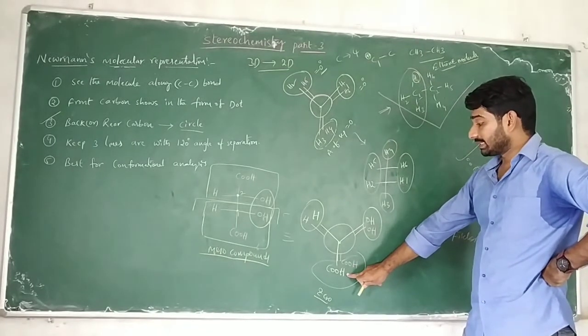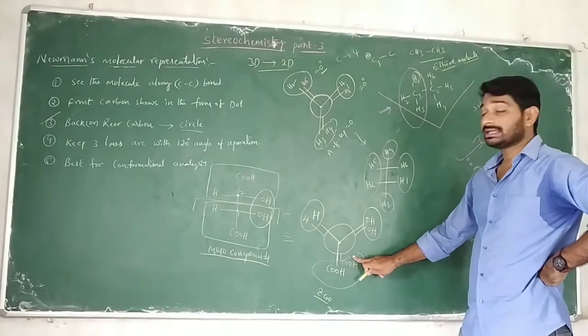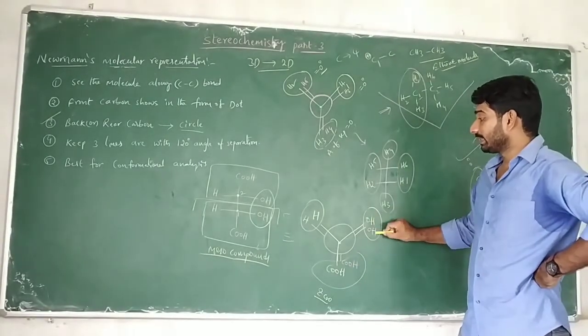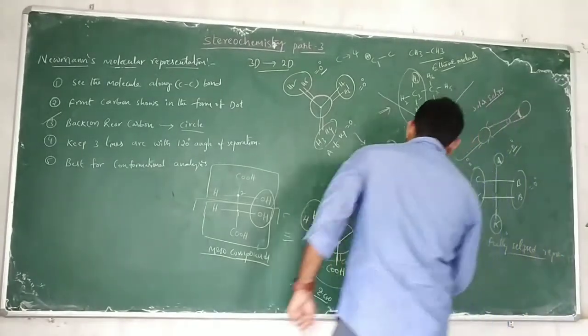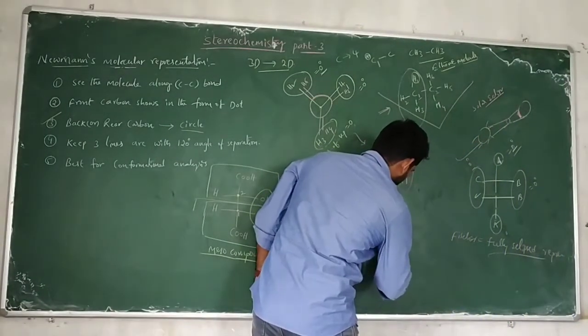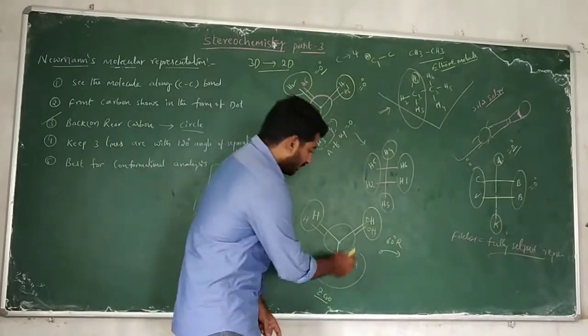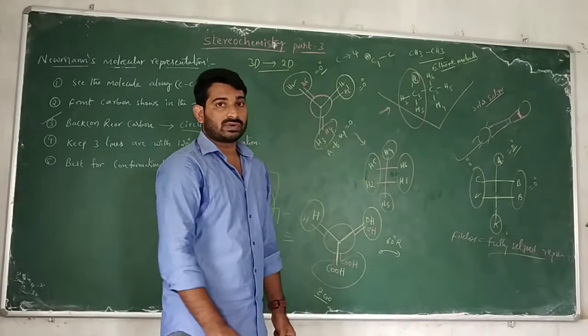See, carboxylic acid is a very bulky group here. These two groups are in an eclipsed manner. Here, OH is also eclipsed. Here, hydrogen and hydrogen are also eclipsed. Now, you do a 60 degree rotation for this one, for this Newman model. Already we know the angle of separation between any two lines is 120 degrees.